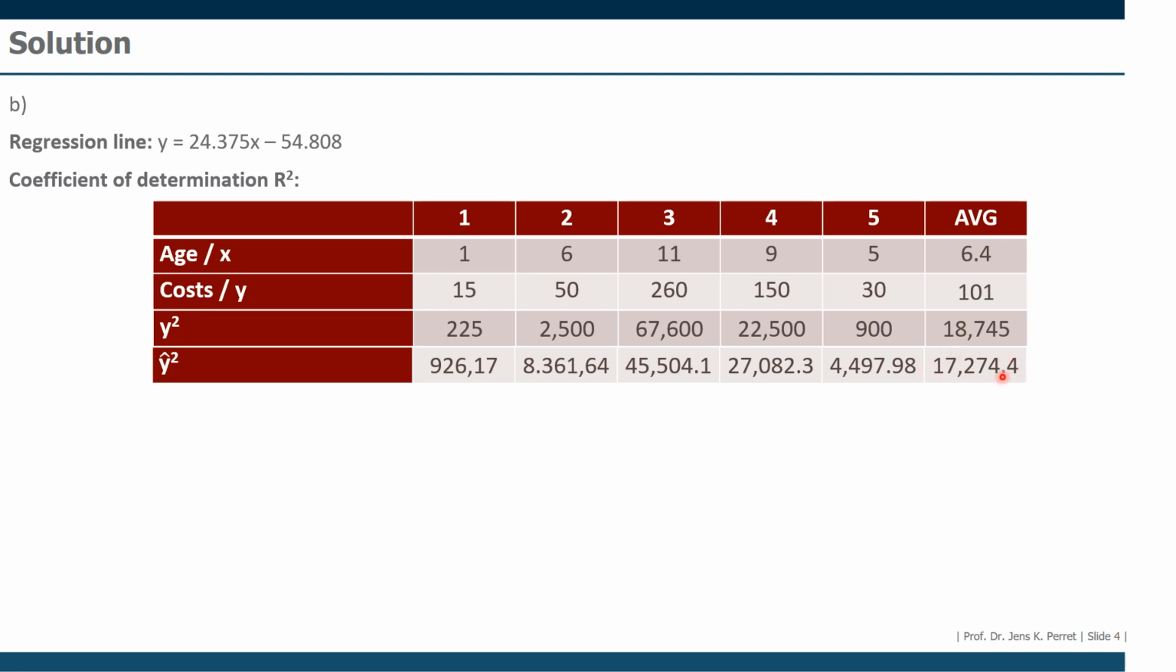That's actually now the chance where I can compare whether I did my calculations decently well. Because this value always has to be smaller than the value above it. So y squared is always larger than y hat squared. We're going to see in a moment why this is the case.